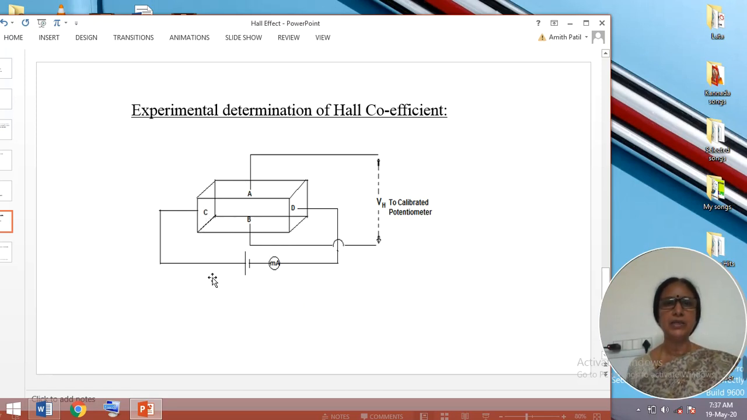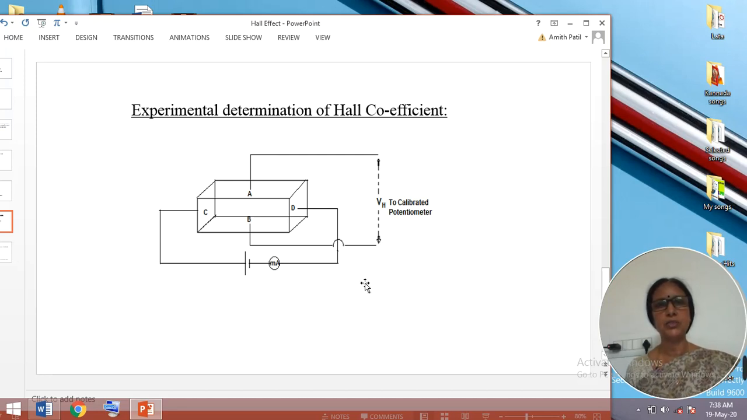The electric field is applied along the x direction by means of this battery, and the magnetic field is applied along the z direction, which is again not shown in the diagram. As the voltage is going to develop along the y direction, leads are to be connected at point A and point B to the calibrated potentiometer, by which one can measure the Hall voltage developed across the specimen in the y direction. The amount of current flowing in the specimen can be measured with the help of a milliammeter.